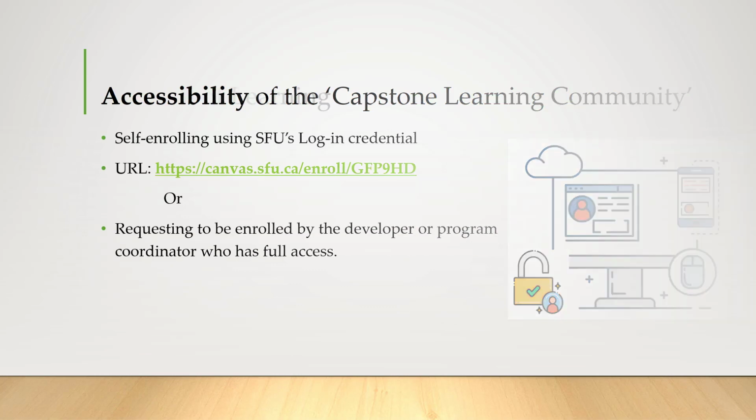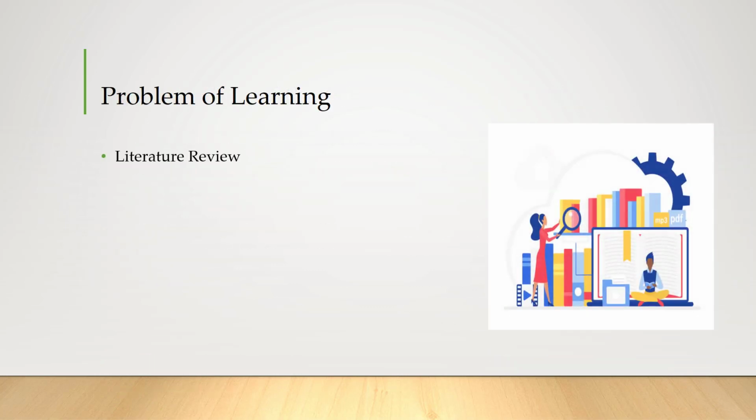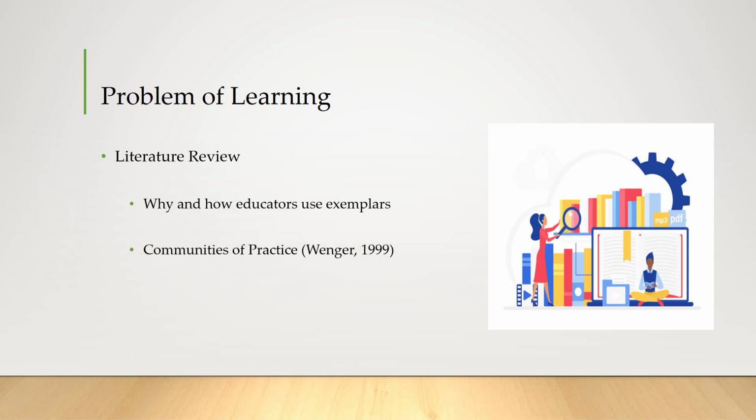Before arriving at the problem of learning, I reviewed two main concepts related to the topic. These include why and how educators use exemplars. The reason for reviewing literature on exemplars is that they served as the main domain for designing this artifact. Communities of practice: I adapted the framework by Wenger, 1999, for designing communities of practice and hence reviewed literature on the role of social resources in shaping individuals' learning trajectories and professional identities within COPs.